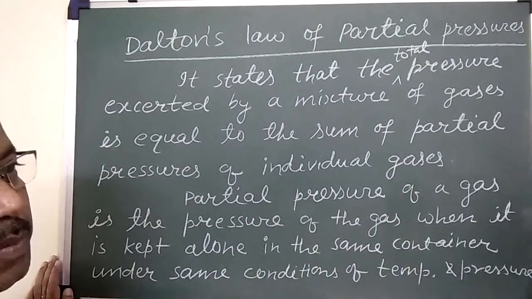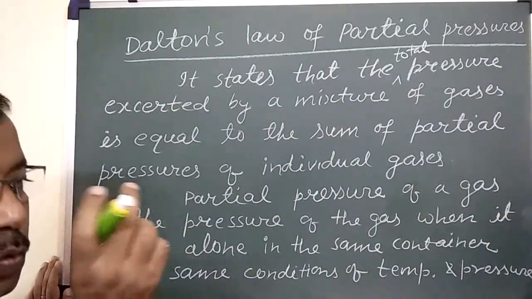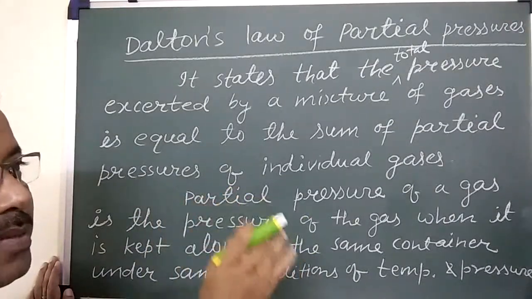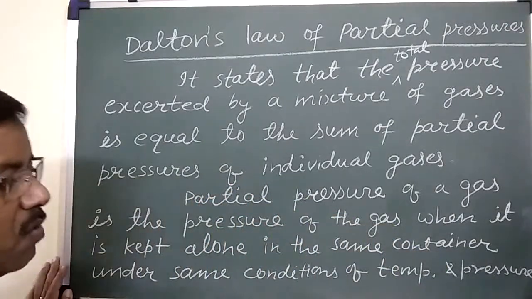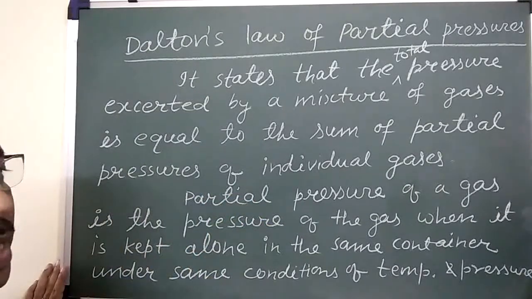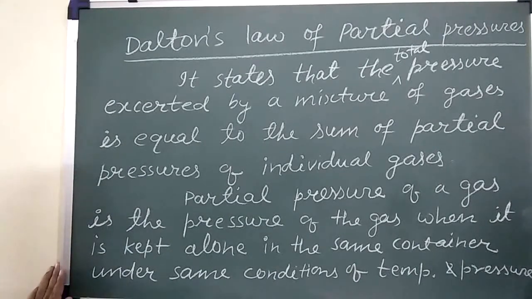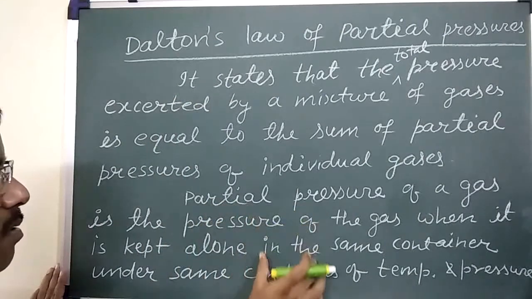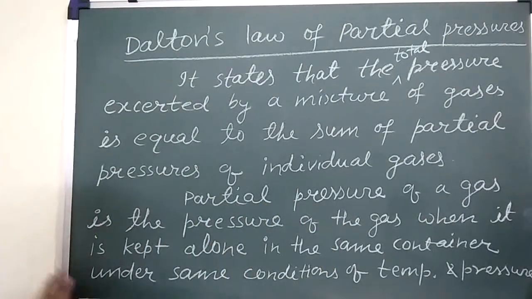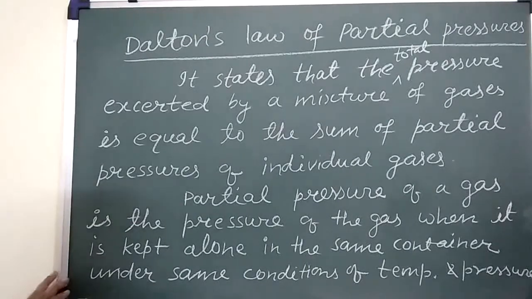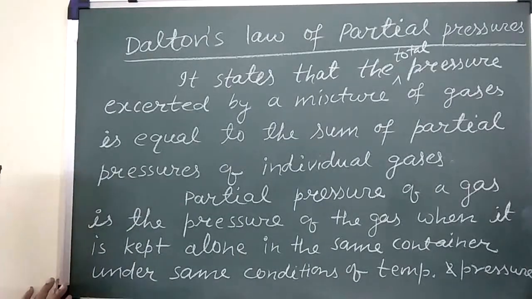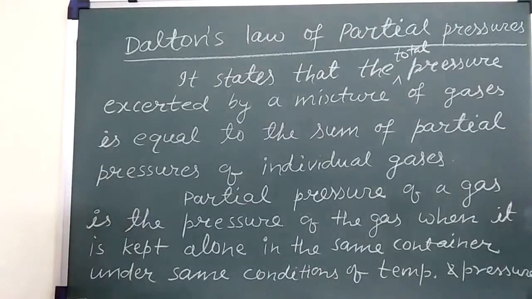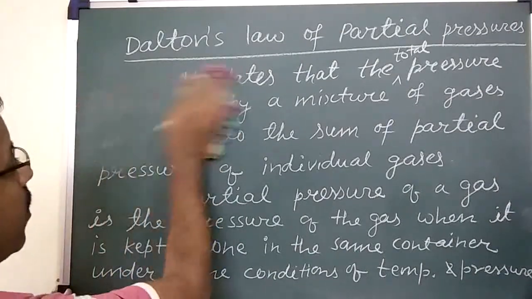So what does Dalton's law of partial pressure say? It states that the total pressure of the mixture will be the sum of partial pressures of the individual gases. So we can understand this statement with the help of a diagram or picture also. So first you note down this. This is the statement and this is the statement of the partial pressure. I think you have noted. Take the screenshot. Now I am going to rub this one.